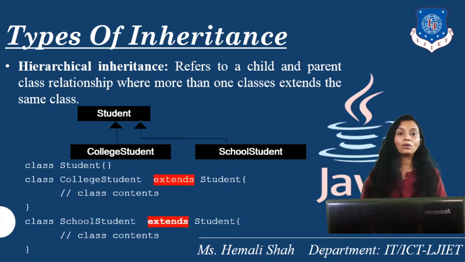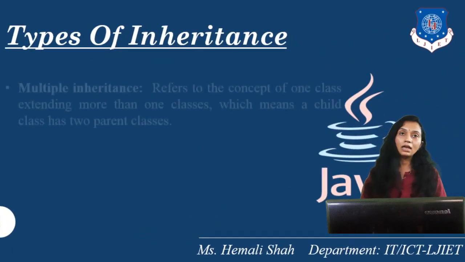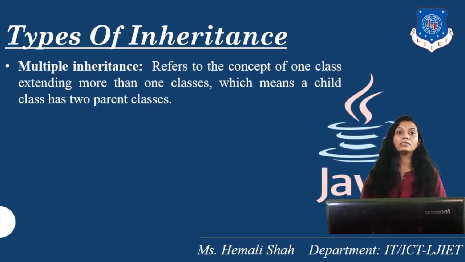And your code will look like this. Your college student and school student extend from the existing class student, right? Now the next type is multiple inheritance, which refers to the concept of one class extending more than one class, which means a child class has two parent classes.